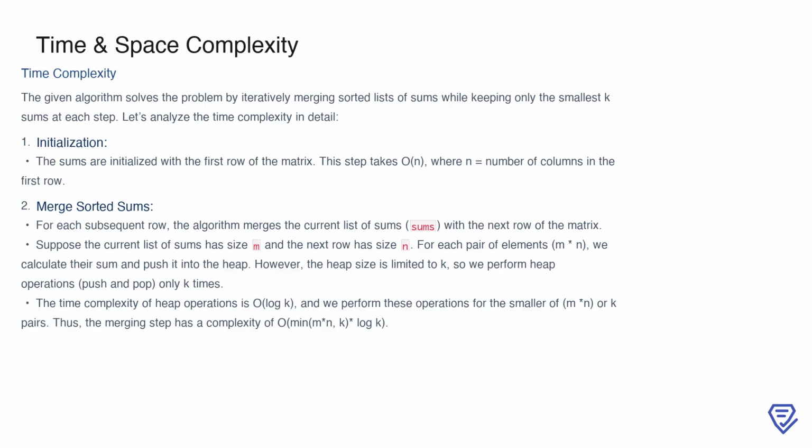If the current list has size m and the next row has size n, we would generate m * n pairs of sums. However, since we are only interested in the smallest k sums, the algorithm uses a heap to manage this efficiently. Heap operations, such as inserting and removing elements, have a time complexity of O(log k), and since we limit the heap to k elements, we perform these operations only k times for the smallest k pairs. Thus, the merging step has a complexity of O(min(m * n, k) * log k), where we are effectively avoiding unnecessary computations by using the heap to prune the results.